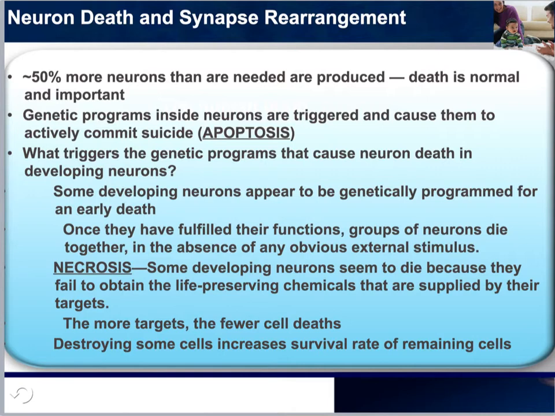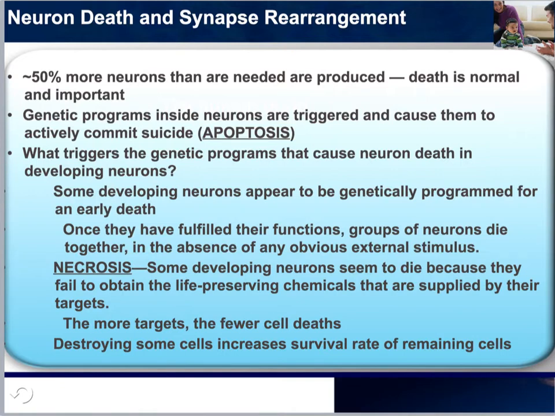By active, we mean that there are genetic programs inside each neuron that seem to be triggered and eventually cause the cells to actively commit suicide. A passive cell death is what we would call necrosis, whereas active cell death is what we would call apoptosis. Apoptosis seems to be safer than necrosis.